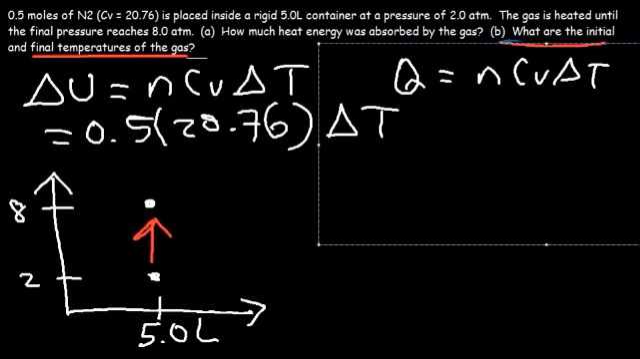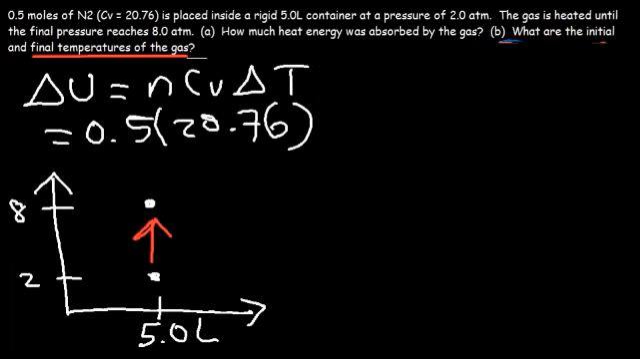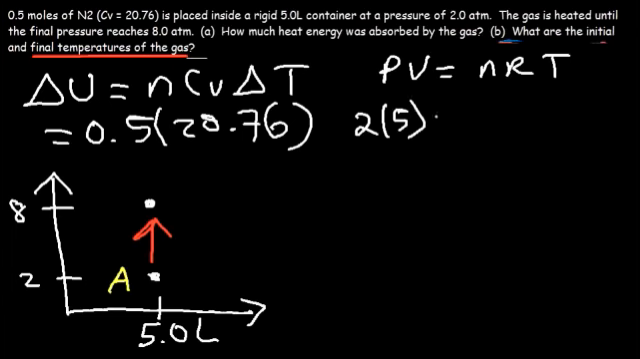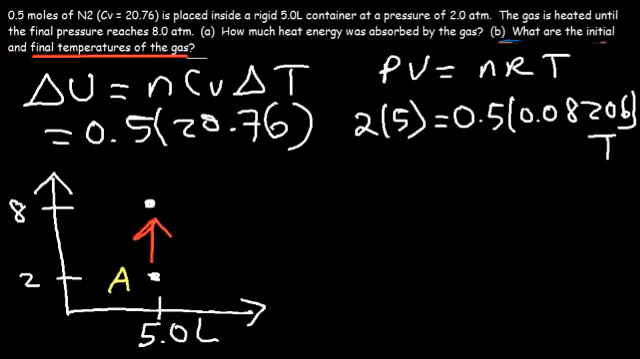Well, let's go back to the ideal gas law equation. PV is equal to nRT. So at point A, the pressure is 2 atmospheres, the volume is 5 liters, N is 0.5, R is 0.08206, and we could solve for T. So it's going to be 2 times 5, which is 10, divided by 0.5, which is 20, divided by 0.08206. So at point A, the temperature is 243.7 Kelvin.